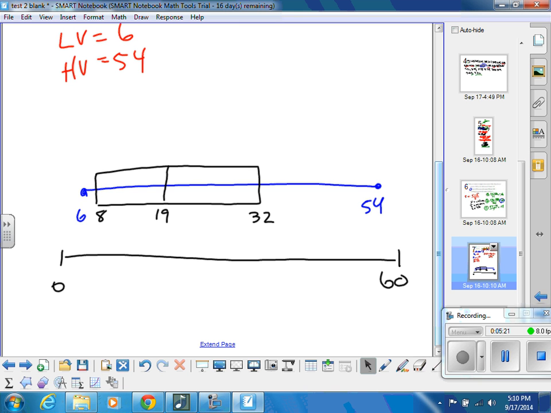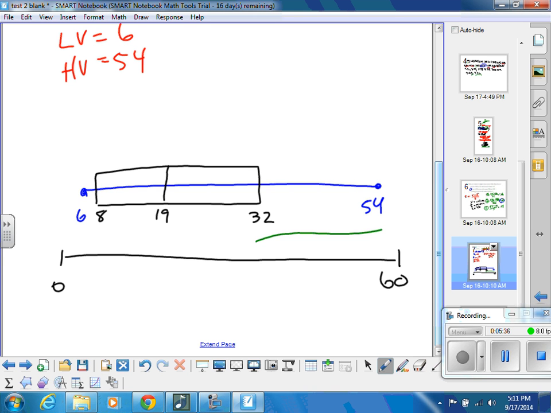Now, in this case, if they ask, this would be positively skewed. If you notice, there's a lot of space over here, and just a little to the left here. So if they ask me something like that, this is an example of positively skewed, because I have all that open space to the right.